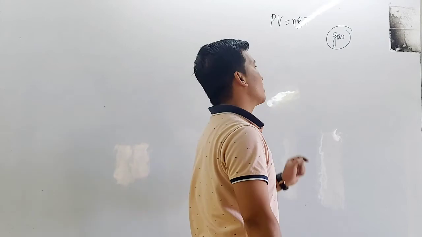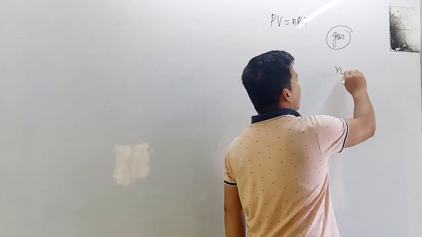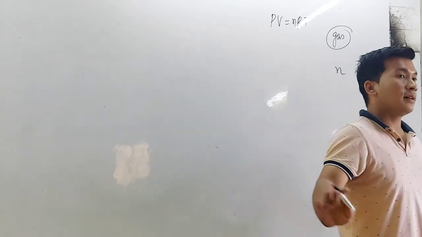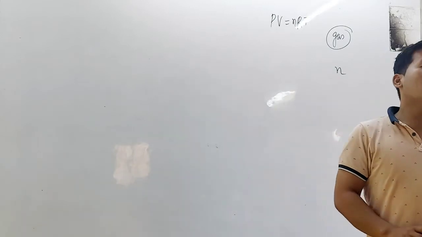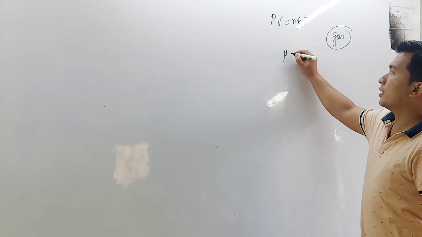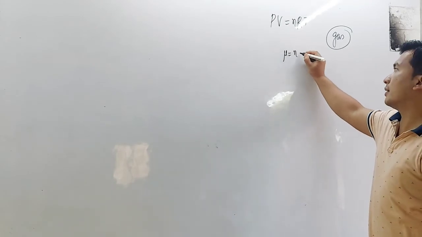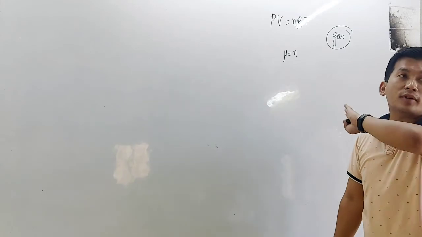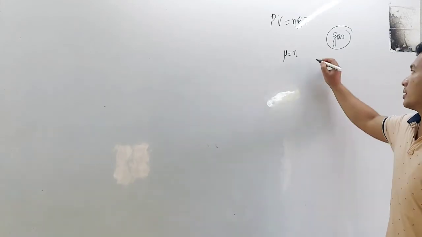In physics there are so many n's, so you can change it to mu for the number of moles. That's up to you. Understand the symbolic representation you use.